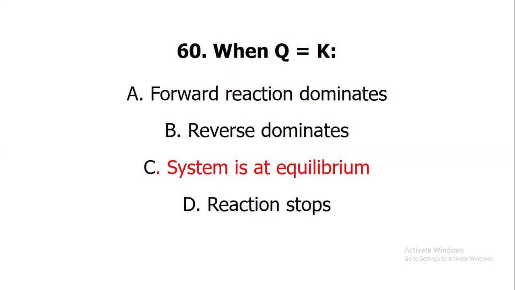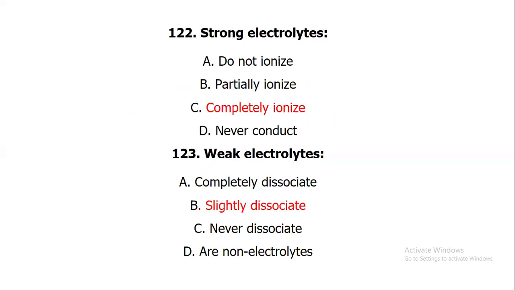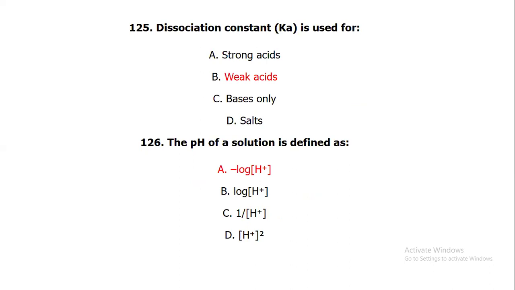When Q equals K, the system is at equilibrium. Ionic equilibrium deals with ionic species in solution. Strong electrolytes completely ionize. Weak electrolytes slightly dissociate. Ostwald's dilution law applies to weak electrolytes. Dissociation constant K is used for weak acids.